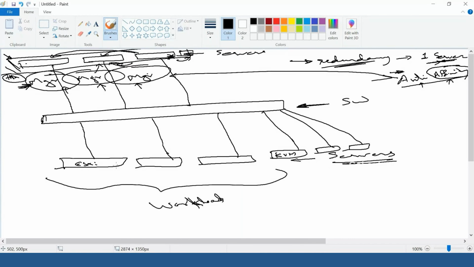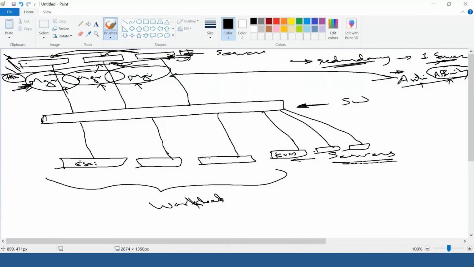So this is how the connectivity will be. So simply all these devices will be able to talk to each other. Obviously, if manager needs to control ESXi or KVM, he should be able to talk to him, and then only he can control them, right? So this is how the connectivity will be.